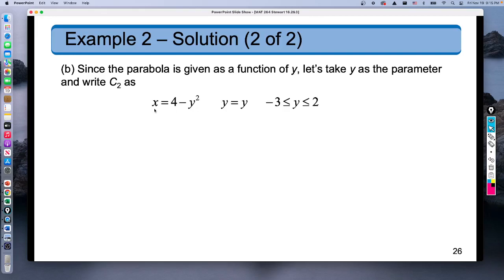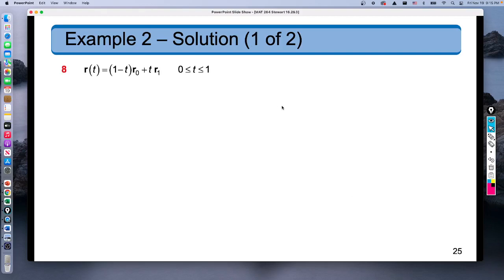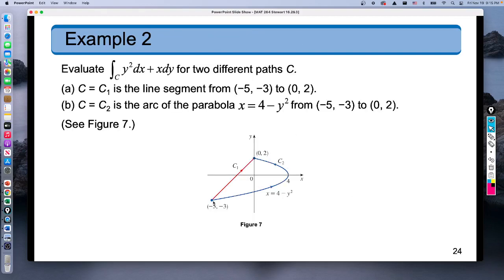Since we can put x in terms of y, it's following along the parabola. We could just say x is 4 minus y squared, and then y is just equal to y. We don't have to bring in any extra stuff. And there we're just going from the curve. And let's go back. So we're going along this curve, which is x equals 4 minus y squared.